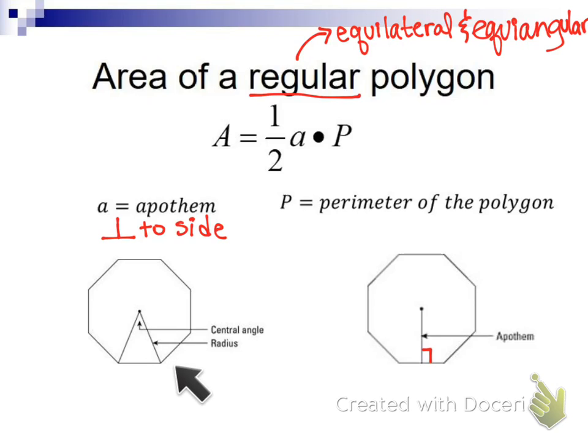Notice that the apothem does not go to a corner or to a vertex. We call that the radius. We don't really use that to calculate our area. At least not directly.